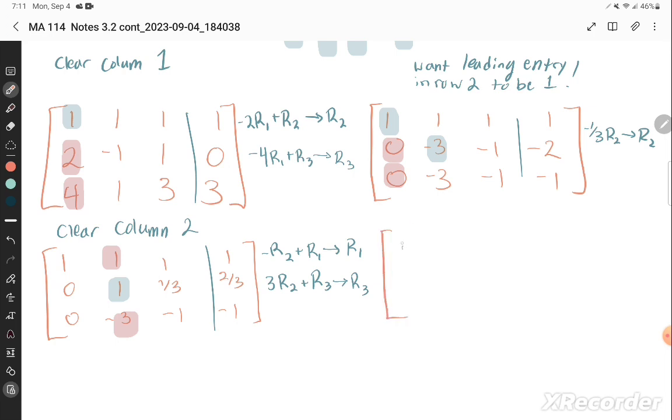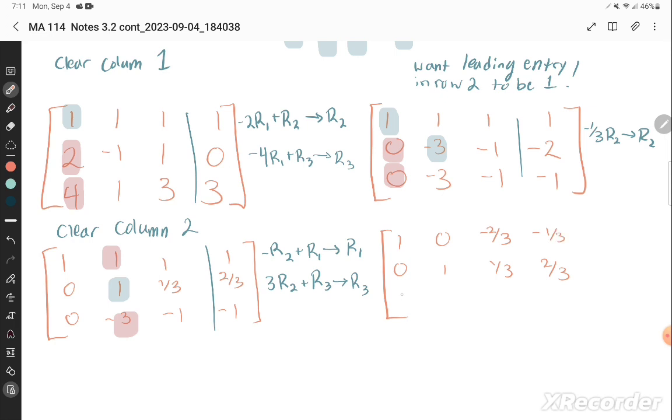So row 1 remains the same. Actually, no, it doesn't. Row 2 remains the same. So 0, 1, 1/3, 2/3. Now, row 1, I've got 1 here. Now I've got 0 here. But negative 1/3 plus 1 is going to get me negative 2/3. Then negative 2/3 plus 1 is going to get me negative 1/3.